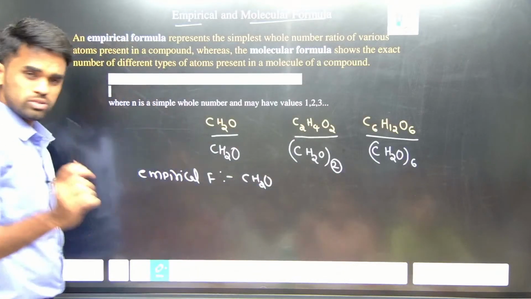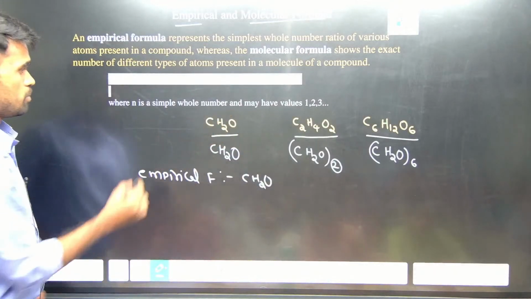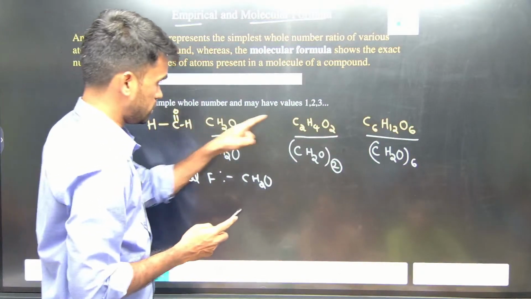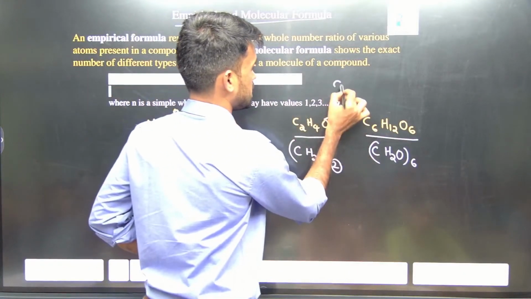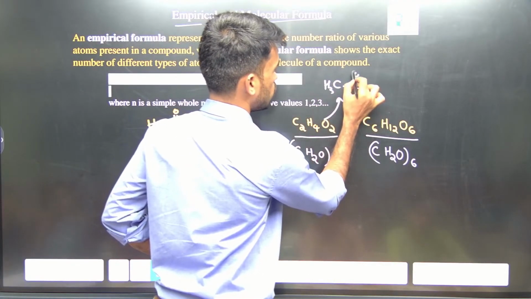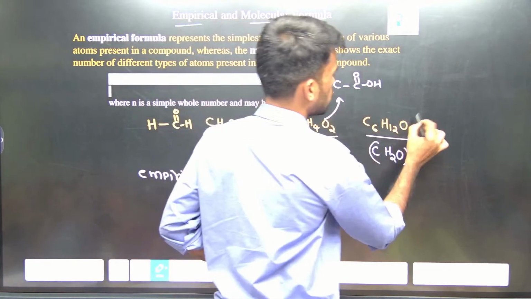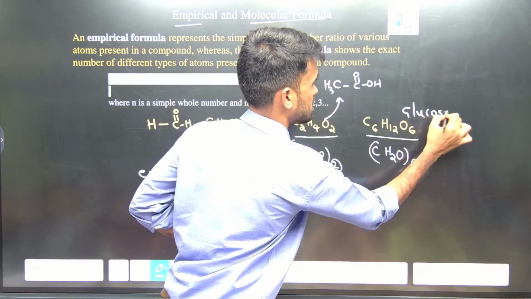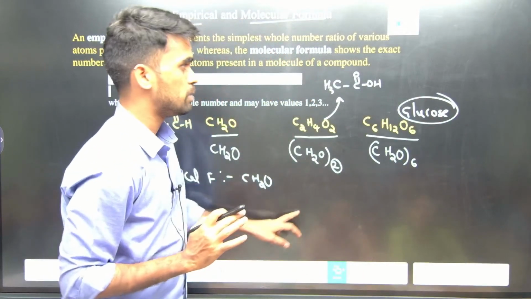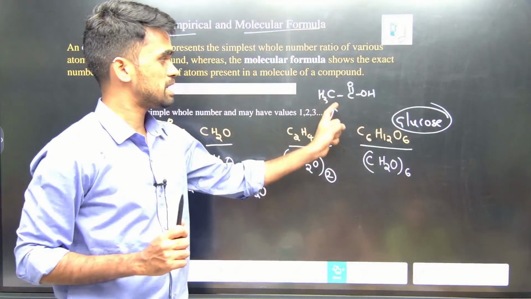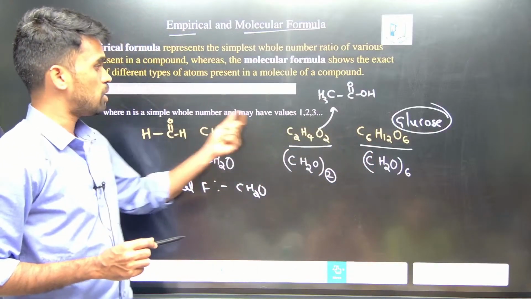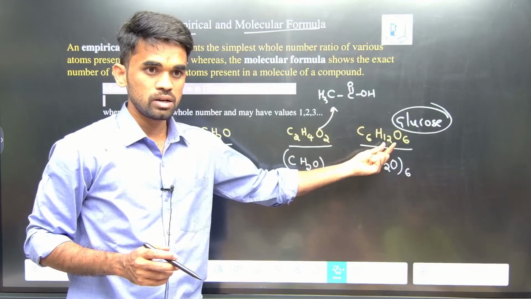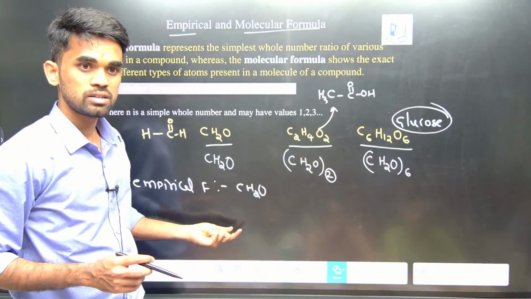Now see, do you know what this compound is? I can say this is formaldehyde. This one I can write as acetic acid, CH3COOH. What about this? Glucose, you know. No need of writing the structure, it's big. We'll do it later in biomolecules. So this is acetic acid, this is glucose. Different molecules, different compounds have different chemical formulas, but the empirical formula may be the same.